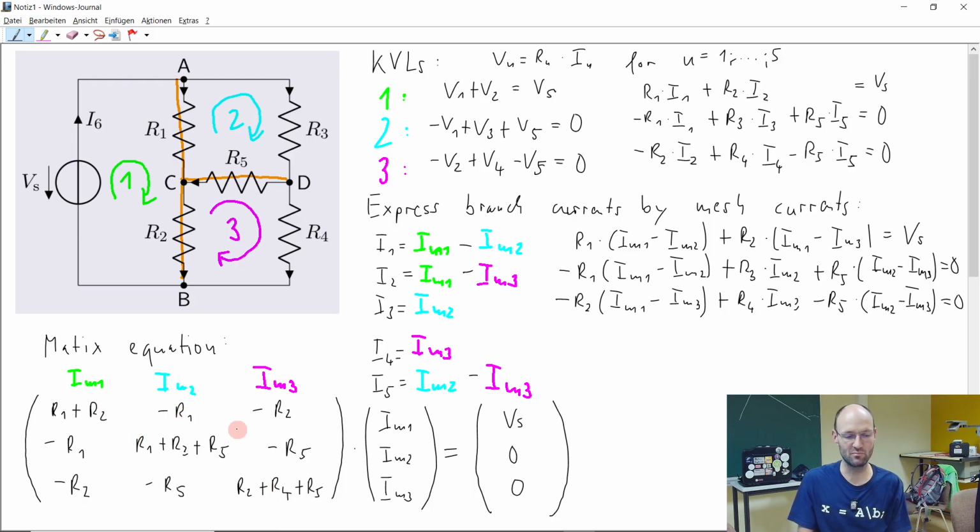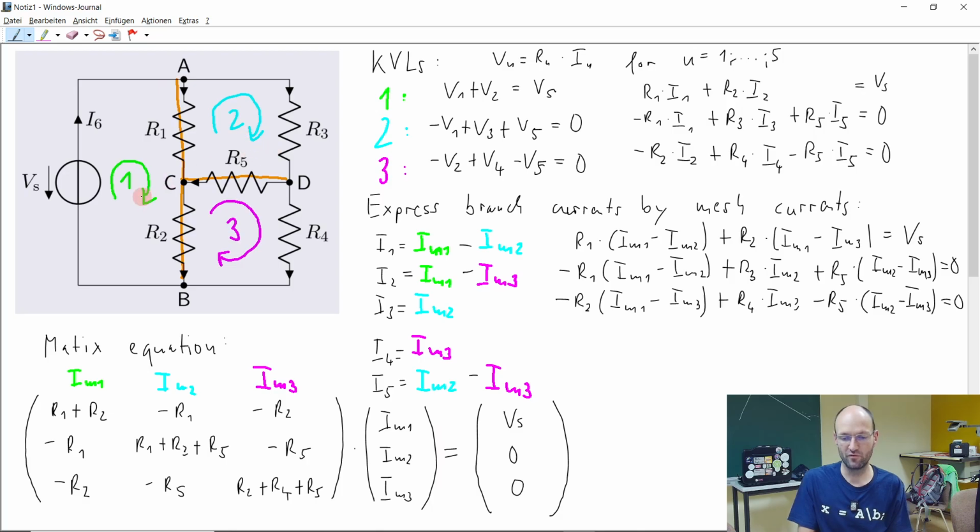Okay, so what happens on the off-diagonal elements? Negative resistance between each two. Exactly, in this case, there is always a negative resistance between 2 meshes. So here we have mesh 1 and mesh 2. They are coupled with this resistance R1. That's why we have R1 and R1.